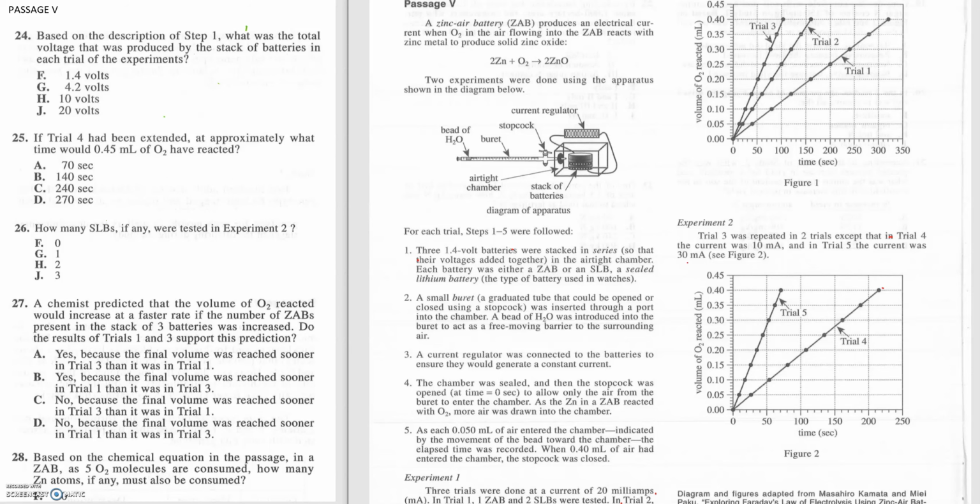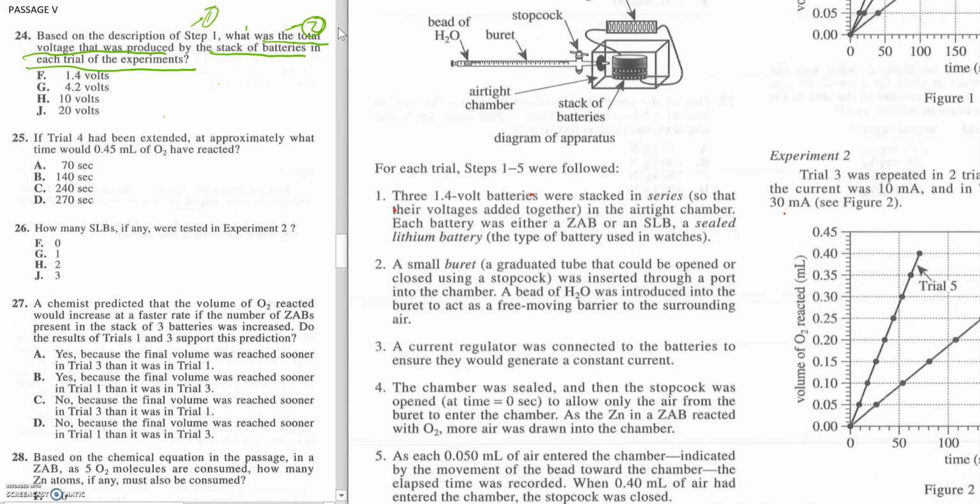Based on the description in step 1, the first thing we have to do is find step 1. What was the total voltage that was produced by the stack of batteries in each trial of the experiments? So number 2 will be find the total voltage of a stack of batteries. The first thing I have to do is find step 1, and I see it here. These are steps 1 through 5. Step 1 is this one: 3 1.4 volt batteries were stacked in a series so that their voltages added together. I think that's the important part.